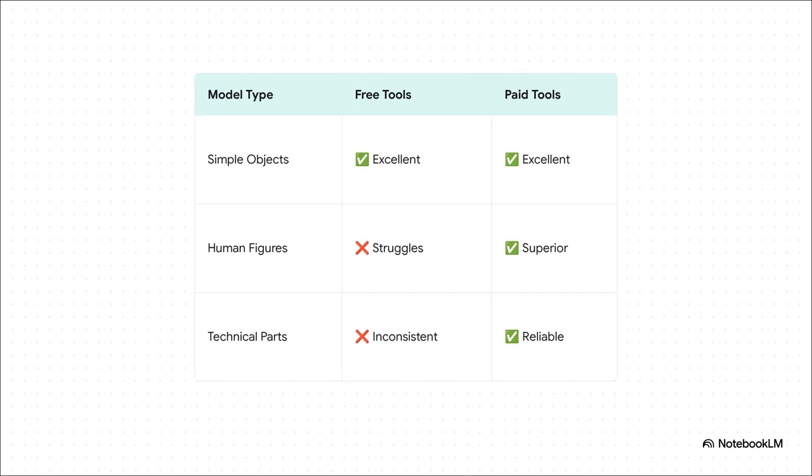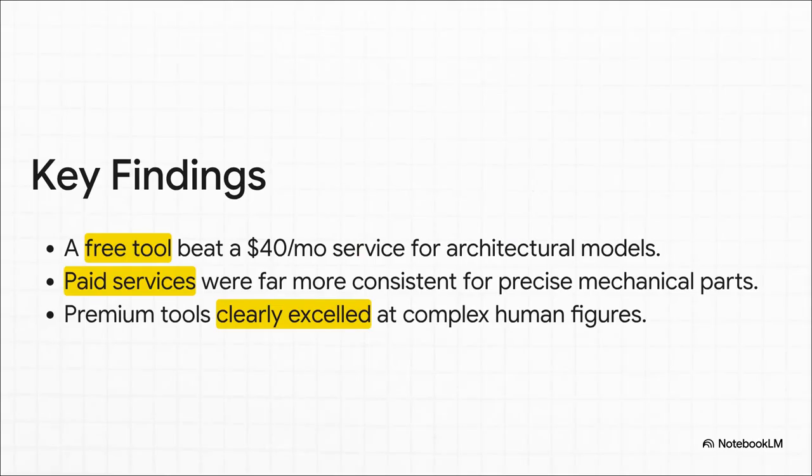For simple objects like, say, a chair, you honestly couldn't tell the difference between the free and paid versions. But the moment you try to create a complex human figure with a detailed face, whoa, that's where the premium services definitely pulled ahead. It proves the point. It all depends on the job. Let me give you a perfect example. In one test, a free tool actually made better, cleaner architectural models than a service that cost $40 a month. But when I needed a mechanical part with exact dimensions, the paid platforms were way more consistent and accurate.